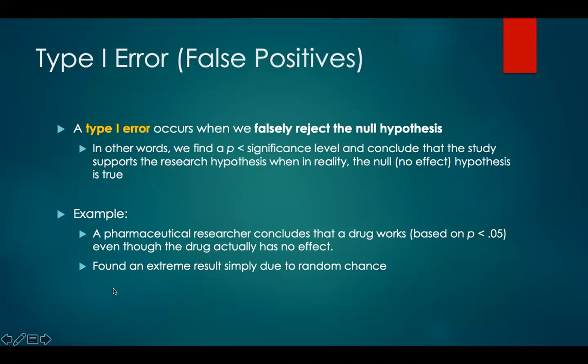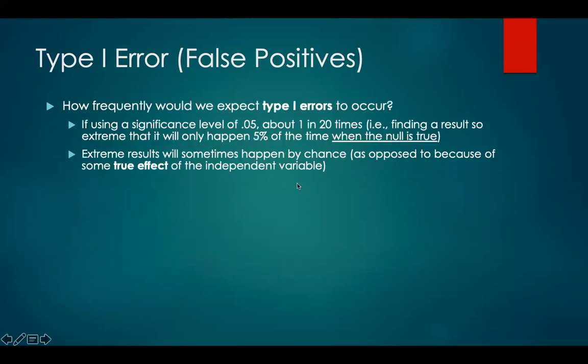In other words, this researcher found an extreme result simply due to random chance. How frequently would we expect type 1 errors to occur? If we're using a significance level of 0.05, about 1 in 20 times. That is, finding a result so extreme that it would happen only 5% of the time when the null is true. Extreme results will sometimes happen by chance, as opposed to because of some true effect of the independent variable.